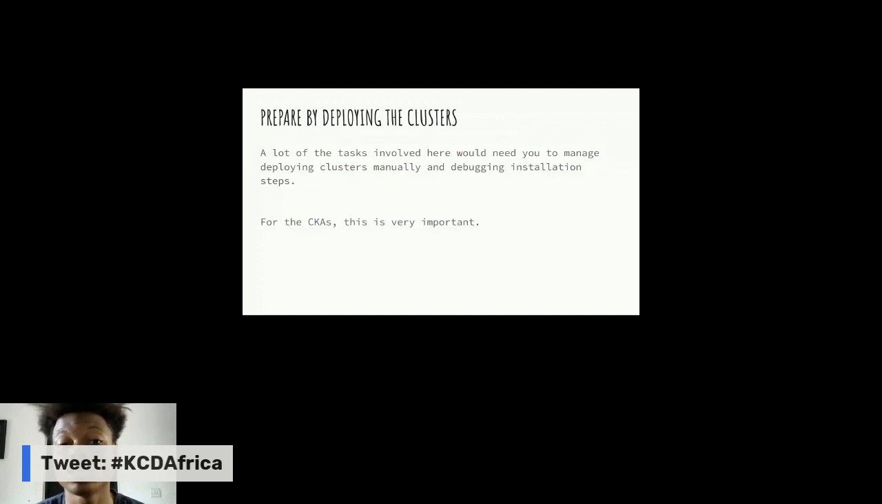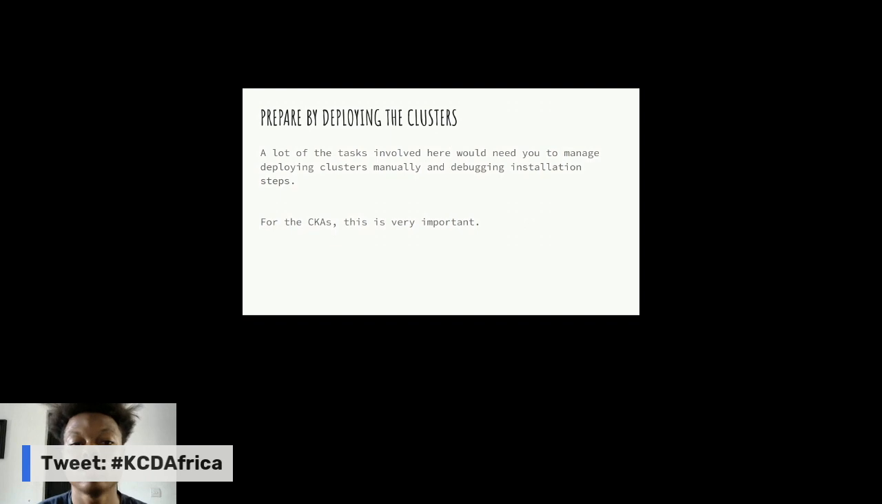It's particularly important for the CKAs, but it could also come into the CKADs, when things like, oh, you have a faulty scheduler configuration and pods just can't start because they can't get scheduled on two nodes, things like that. That's where this all comes in handy.